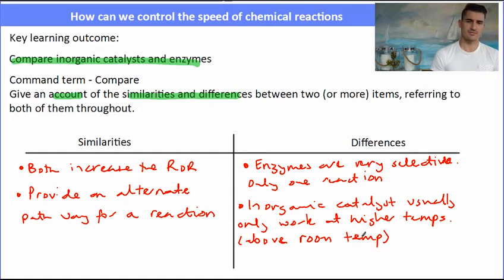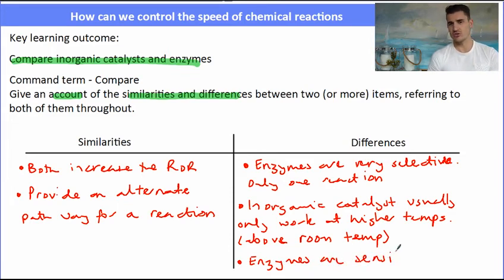And then the final difference would be that enzymes are very sensitive, and that means that they can be altered or rendered inactive by changes in temperature, changes in pH, or the addition of other chemicals. Whereas inorganic catalysts tend to function at some extreme temperatures and at extreme pHs.